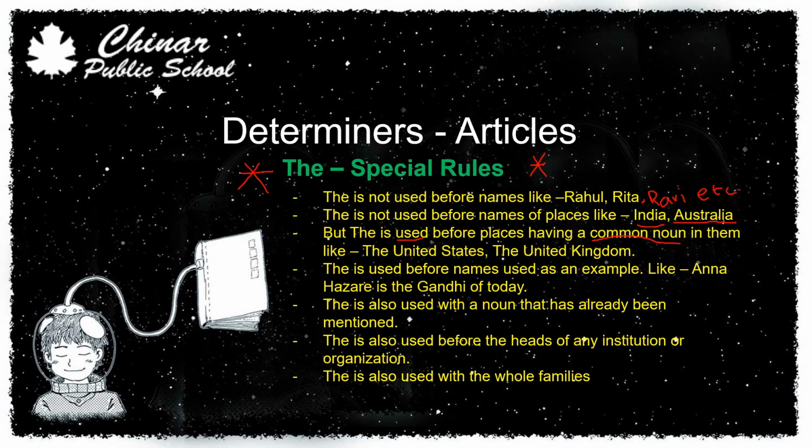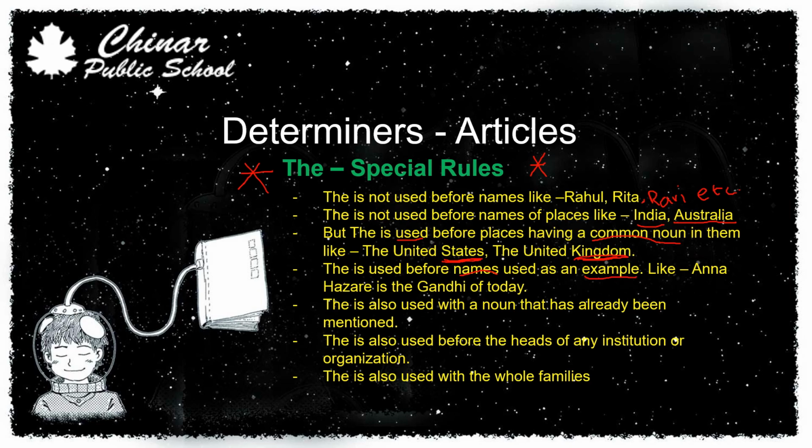of America. Here states is a common noun, so we use the. The United Kingdom. Kingdom is also a common noun. Also, I have other examples as the UAE, that is United Arab Emirates. Again, Emirates is a common noun. So we use the in front of those or such words. Also, another rule is the is used before names which are used as an example.